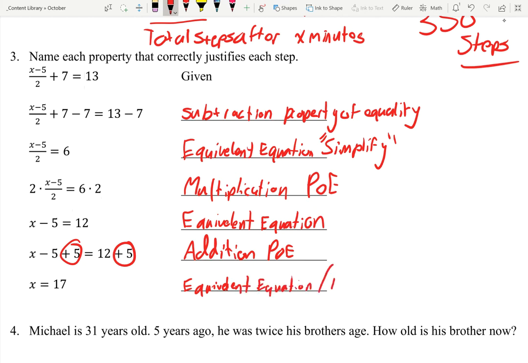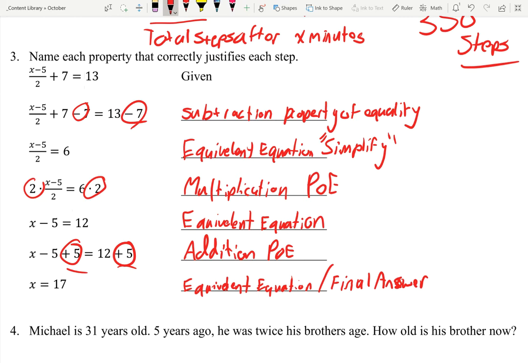But it is our final answer as well. So I'm just going to make a note of that over here on the side. That is our final answer. Okay, so basically it's pretty straightforward. If they subtract on both sides, it's subtraction property of equality. If they multiply on both sides, it's multiplication property of equality. If they're adding on both sides, they're doing addition property of equality. Of course, if they're dividing on both sides, it'll be the division property of equality.